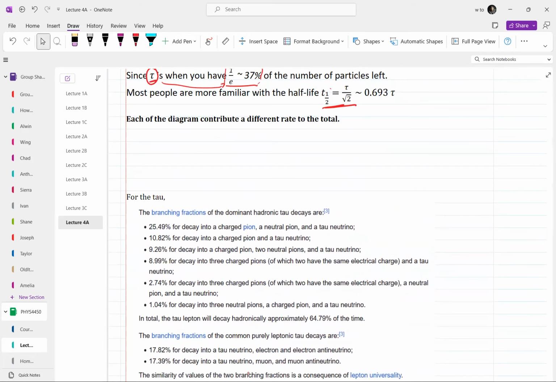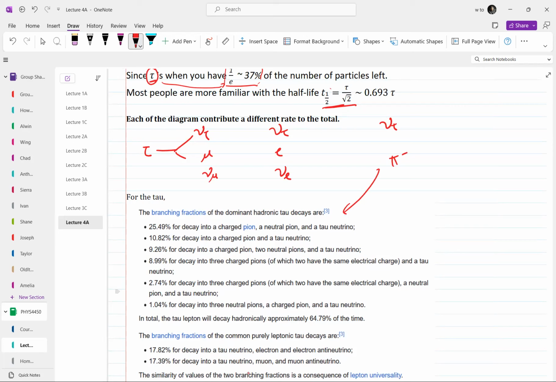So each of the diagrams, remember I was drawing all these different tau decay diagrams? I'm not going to draw the details. You had one that decays into a muon and the muon neutrino, one that decays into an electron and electron neutrino, and you have some that decay into charged pions and a neutrino. Each of these you can actually look up. The particle data book has it. You can even find it on Wikipedia.